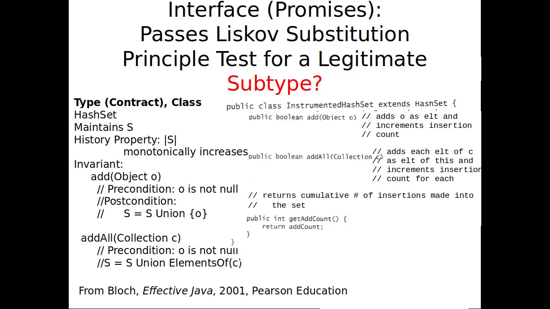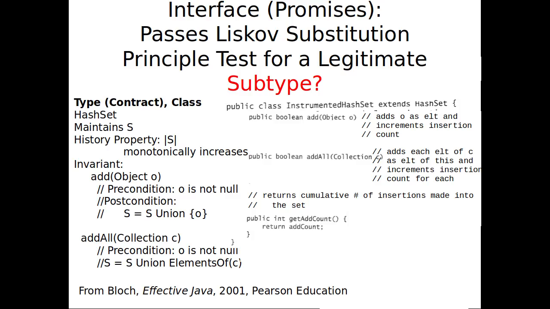And similarly, addAll, given a collection C, will add each of the elements of that collection to its internal set, but it'll increment the insertion count for every one that it adds, okay? And if we ask it, in a new method, getAddCount, hey, get me your add count, it'll return for us the insertion count that we've accrued thus far, the number of times we've inserted something.